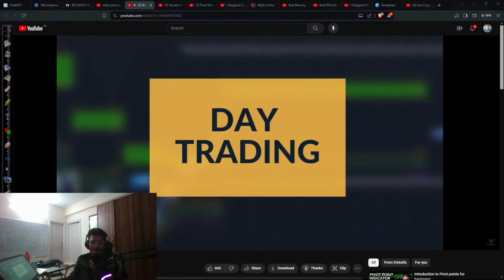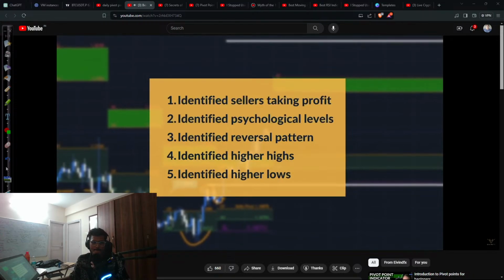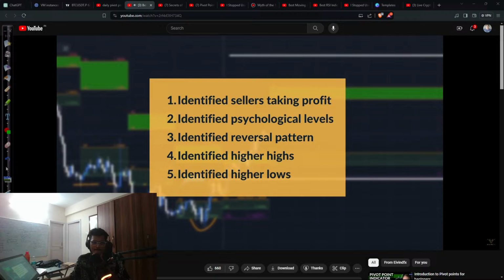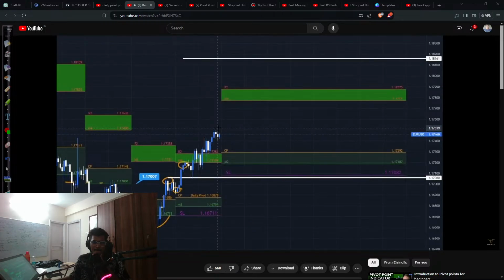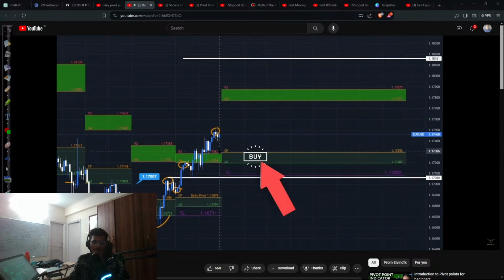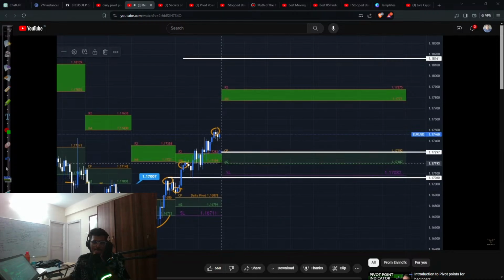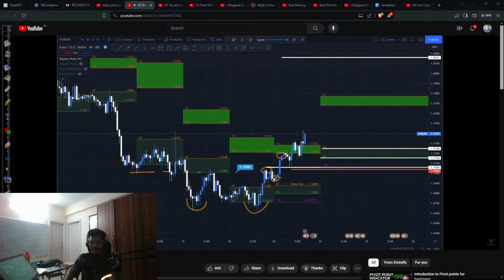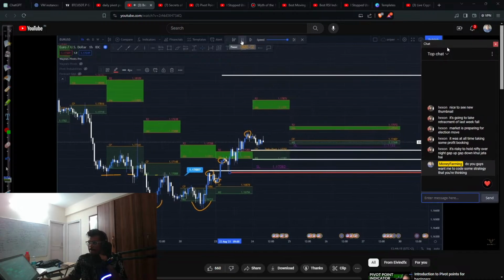So let's go over to day trading pivots. Now we have identified sellers taking profit, we have identified the psychological level, we have identified higher highs and higher lows, and now we're coming up to Asia Open. That is where I would look to put my limit orders in at around central pivot, at around M2, and I would put my stop loss below 1708 or below the previous low, around 1738, and I will continue to do so every single day until the weekly target has been hit.